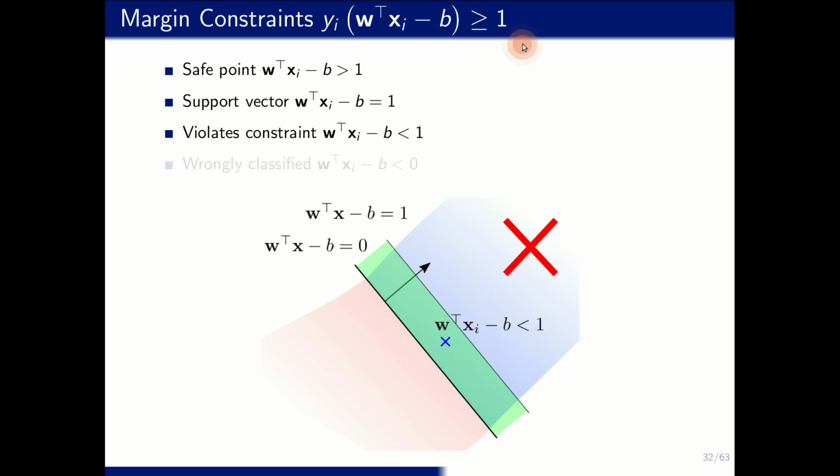So this constraint is now violated, and w transposed xi minus b is now smaller than 1. The constraint is violated, but it could still be worse, because we're still classifying this point correctly, but it violates our constraint in the optimization problem. So it could even be worse if we move over our decision boundary. Now this constraint is actually violated, smaller than 1.